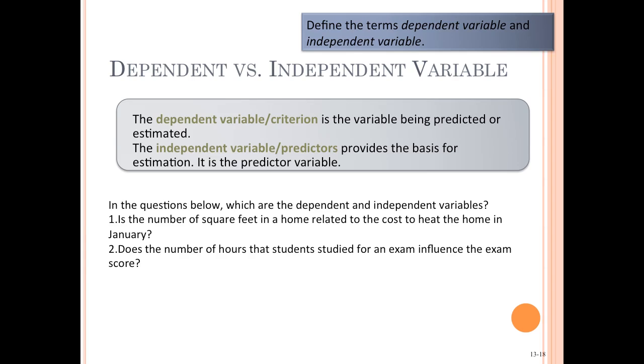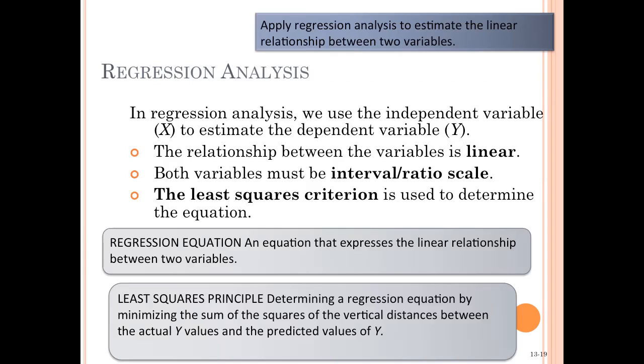So, is the number of square feet in a home related to the cost to heat the home in January? Same example as the last page, but now you're going to call your square feet your predictor variable, and the cost to heat the home your criterion instead of a dependent variable. You could call them either way. So for 2, your predictor variable is the number of hours studied. Your criterion is your exam score.